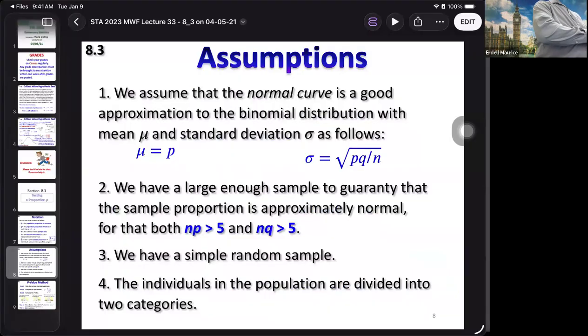Okay, the same basic assumptions that we had the last time. Same basic assumptions we had the last time, that mu equals P, and the standard deviation, well, the standard error rather.